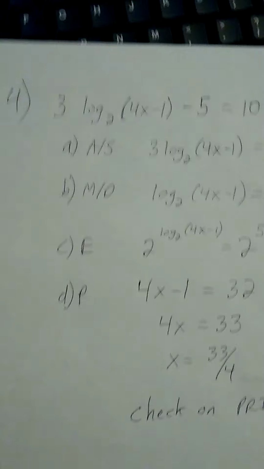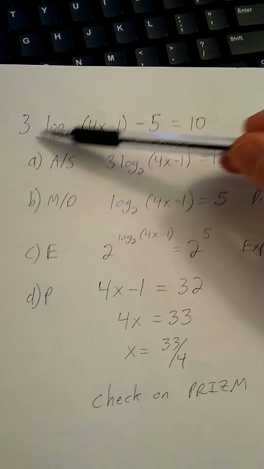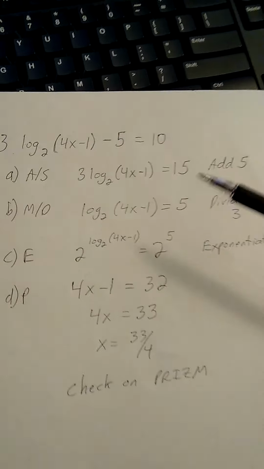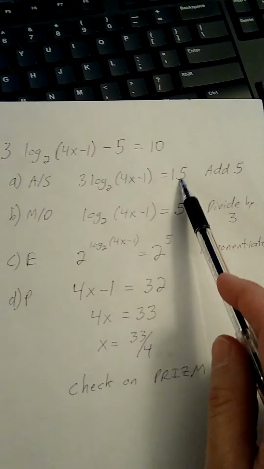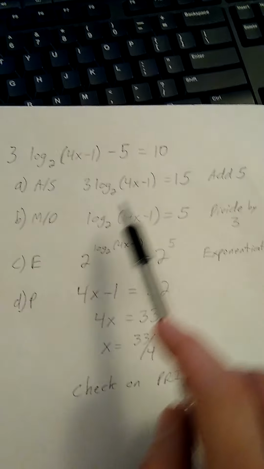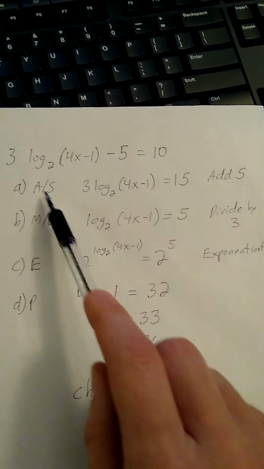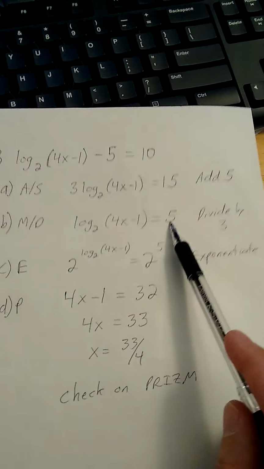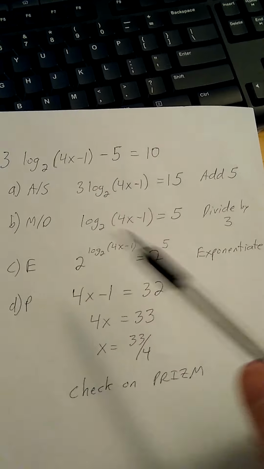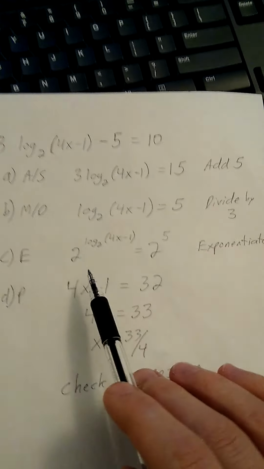Last example. Now we have some stuff happening outside of the logarithm. So we're going to follow order of operations. Addition, subtraction first. I'm going to add 5 to the right side. It gives me 15. Multiply and divide. So we're going to get rid of this 3 by dividing by 3. 15 divided by 3 is 5. So we just isolate it and get rid of the stuff outside.